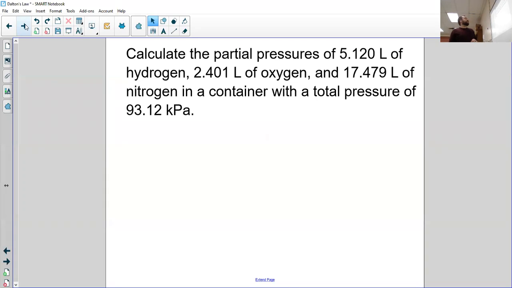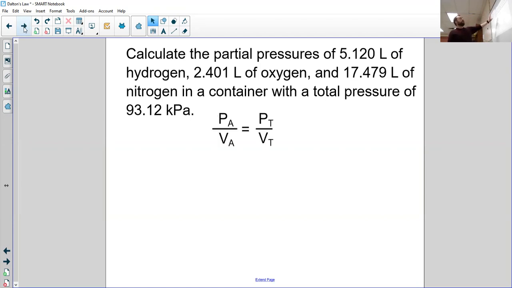First problem we're going to do together: calculate the partial pressures of 5.120 liters of hydrogen, 2.401 liters of oxygen, and 17.479 liters of nitrogen in a container with a total pressure of 93.12 kilopascals. First thing we do is grab our equation.